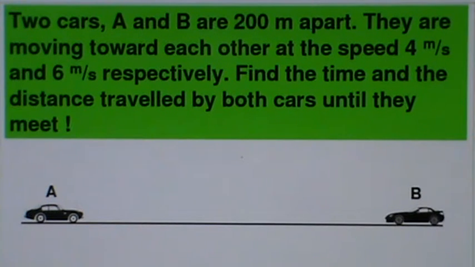Let us now discuss some problems related with the motion with constant velocity. This is the first one. Two cars A and B are 200 meters apart. They are moving toward each other at the speed 4 meters per second and 6 meters per second respectively. Find the time and the distance traveled by both cars until they meet.